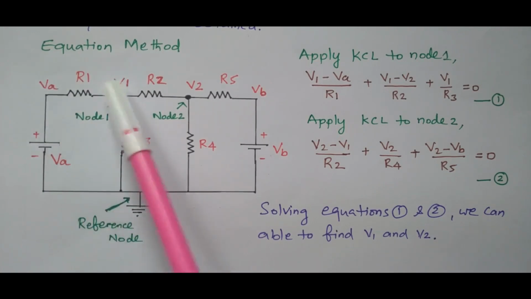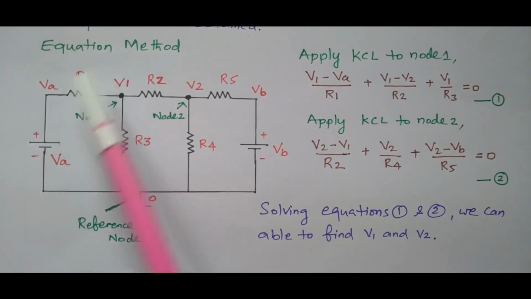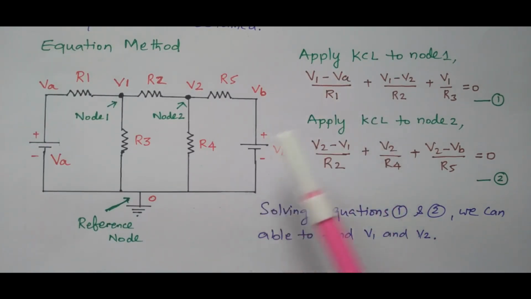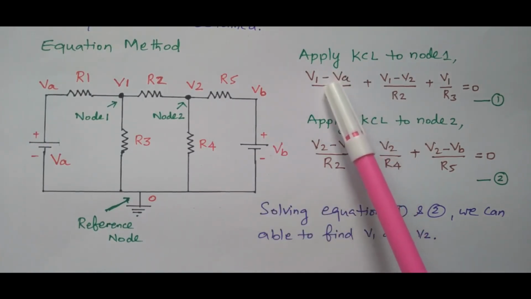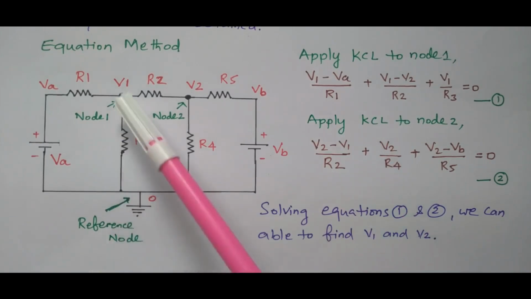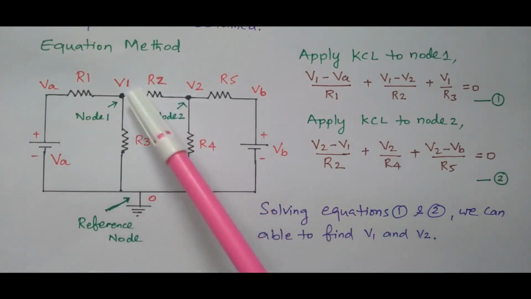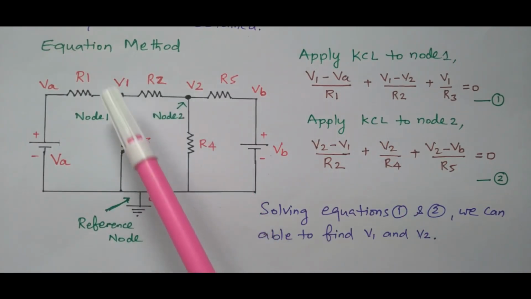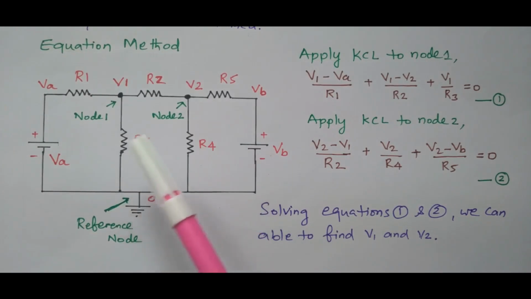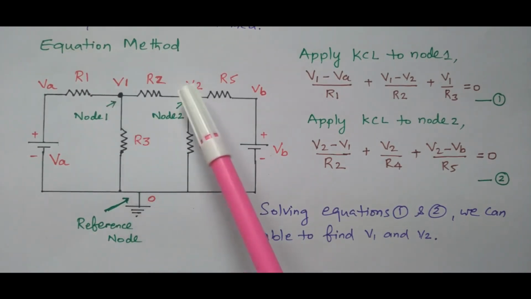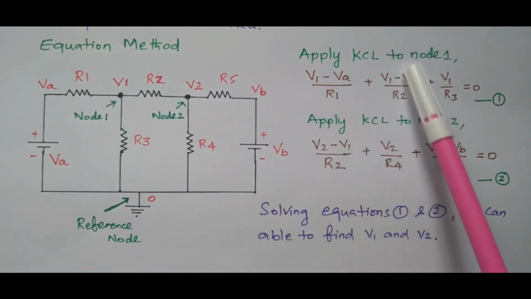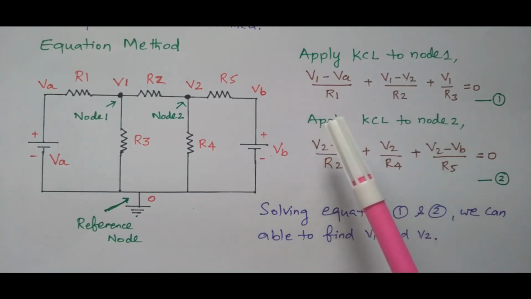So the difference between these two voltages is the voltage across R1. So (V1 minus VA) divided by R1 is the current flowing through resistor R1. Then what is the current flowing through the resistor R2? R2 is connected between node 1 and node 2. Node 1 is V1, node 2 is V2 voltage. So the voltage across R2 is V1 minus V2, divided by R2. So this is the current flowing through the resistor R2.